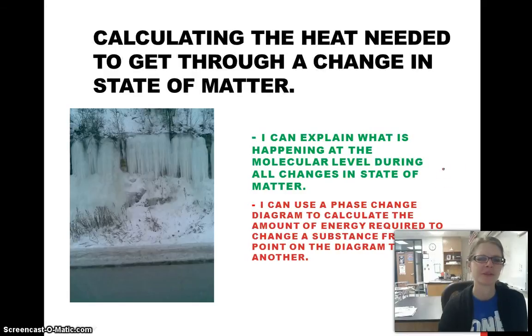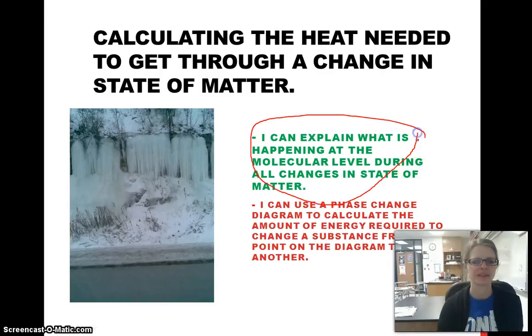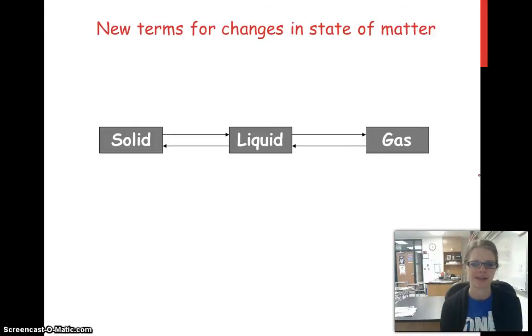Hi there. This video is about calculating the heat needed to get through the change in state of matter. There are really two parts to this, and today in this video we're looking at this upper part. I can explain what's happening to the molecules. What are they actually doing to go through a state of matter change? State of matter change is going from a solid to a liquid to a gas.